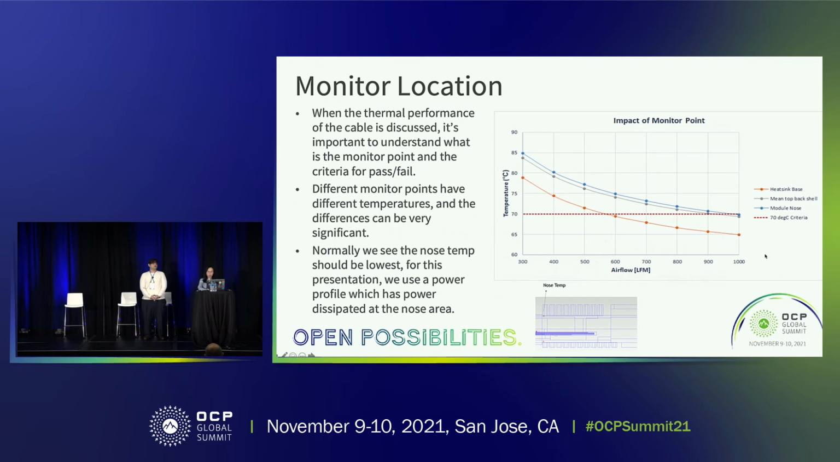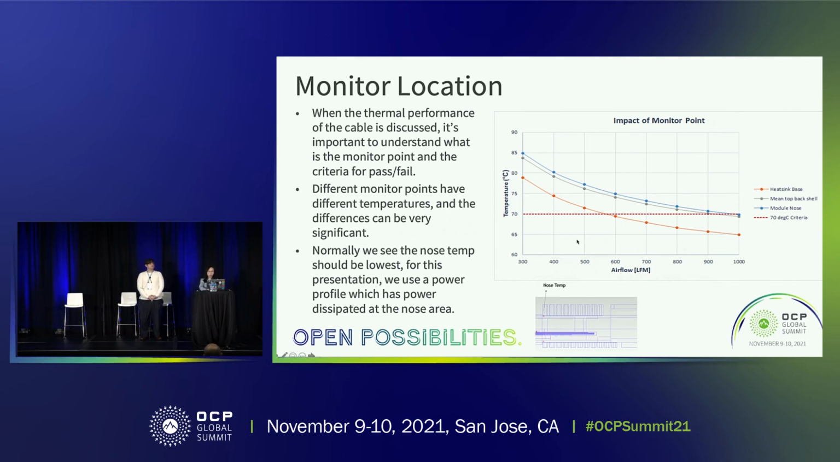As you can see, the nose temperature definitely has a benefit because it's easier to apply the thermocouple and measure the temperature without taking the module apart to glue the thermocouple on. But you can also see the different monitoring points have different temperatures, and the difference can be very significant. For this specific case, the heatsink base is about 5 degrees C lower compared with the module nose and the main top back shell.